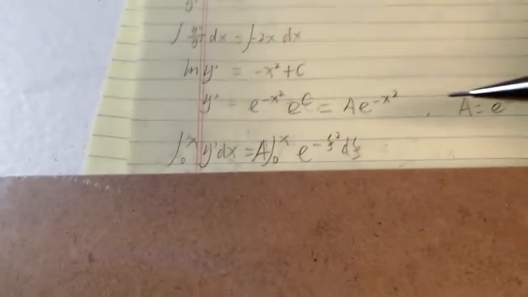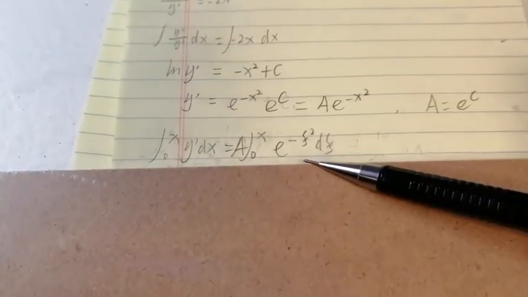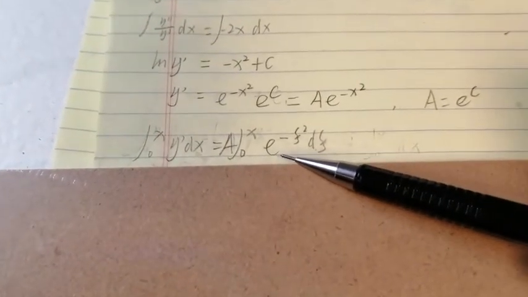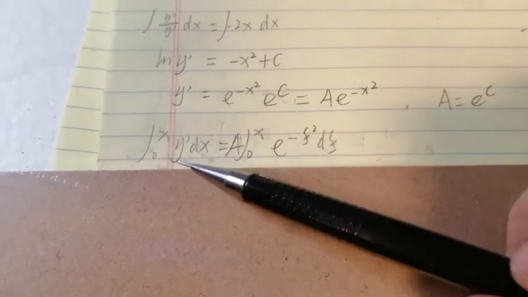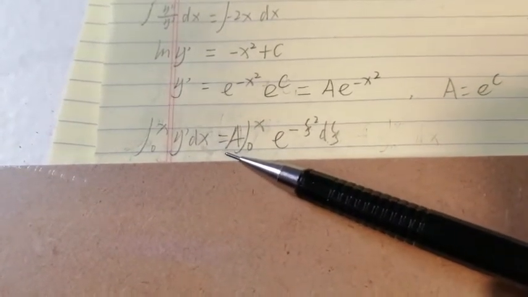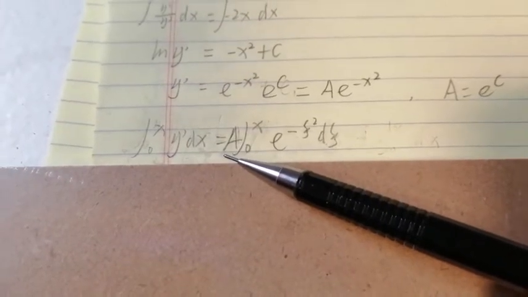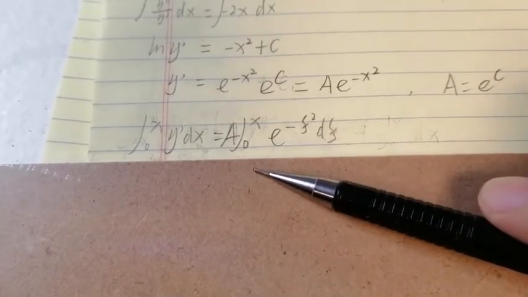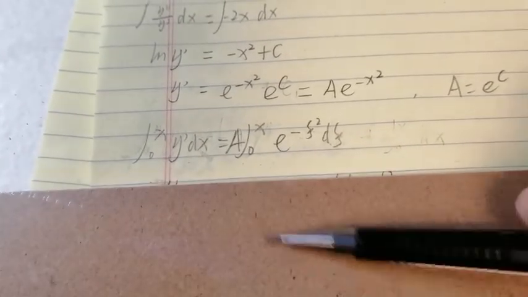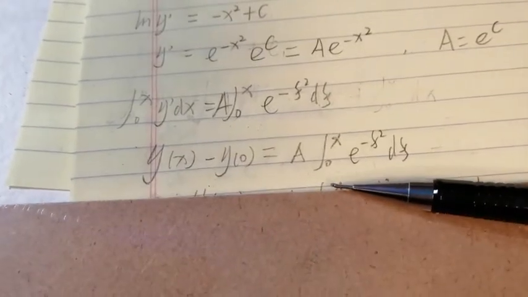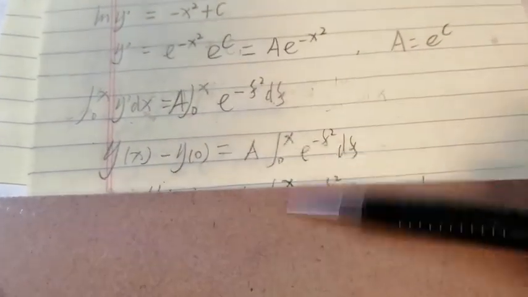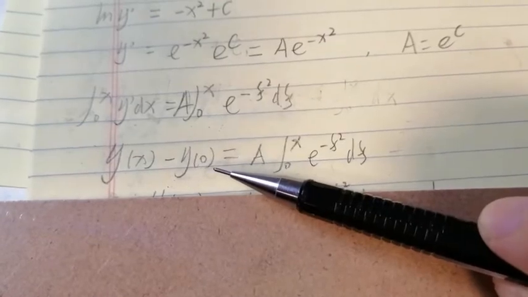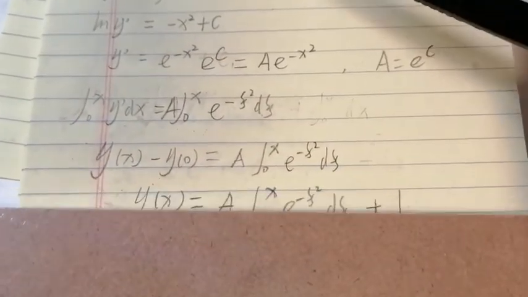And here we are. The next step is to integrate both sides from 0 to x, with, of course, respect to x. And here is the next step. As we know, when x equals 0, y equals 1 from the boundary conditions. So we can solve this one.